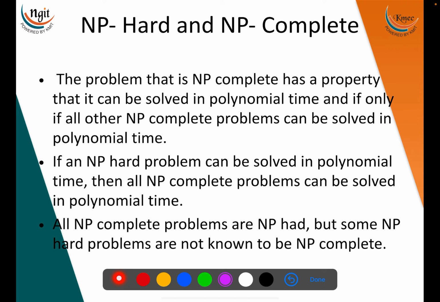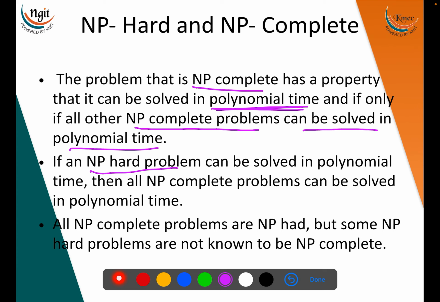And here there are two problems, which are the NP hard problem and the NP complete problem. Now let's understand what this means. The problem that is NP complete has a property that it can be solved in polynomial time if and only if other NP complete problems can be solved in polynomial time.